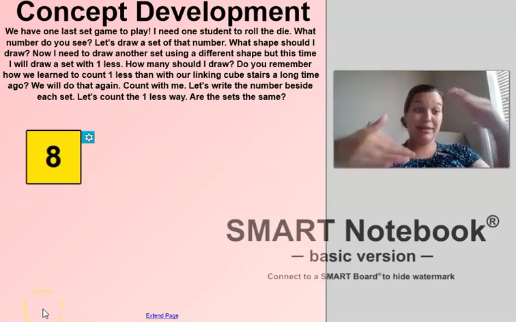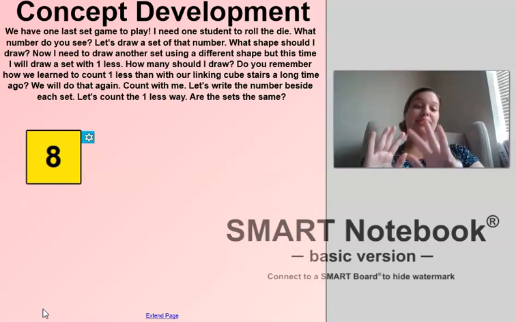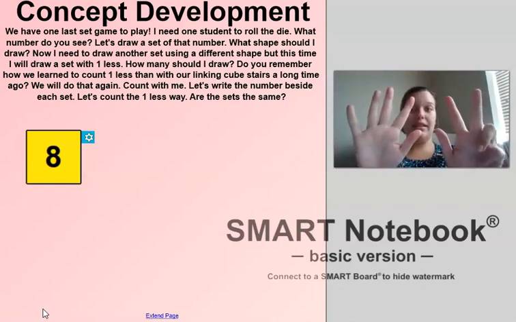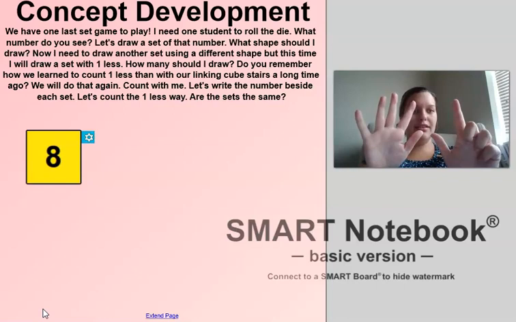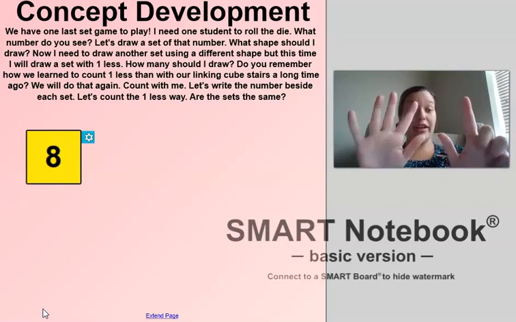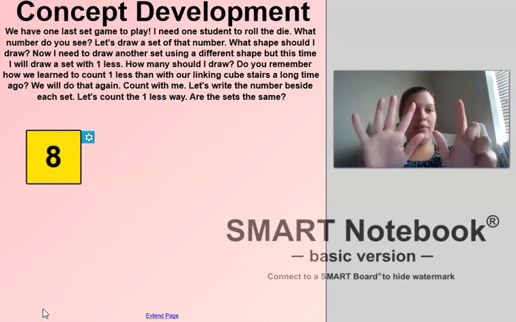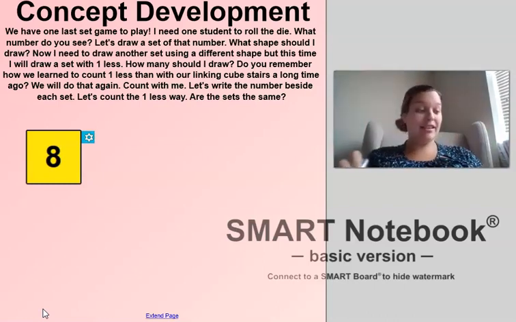I'm sorry, I keep going up and down because I want you to be able to see my drawing, but then you need to see my fingers. So here we go. We have 8. What's 1 less? Show me 1 less on your finger. Good. So for my next set, how many am I going to draw? 8 and 1 less is 1, 2, 3, 4, 5, 6, 7.